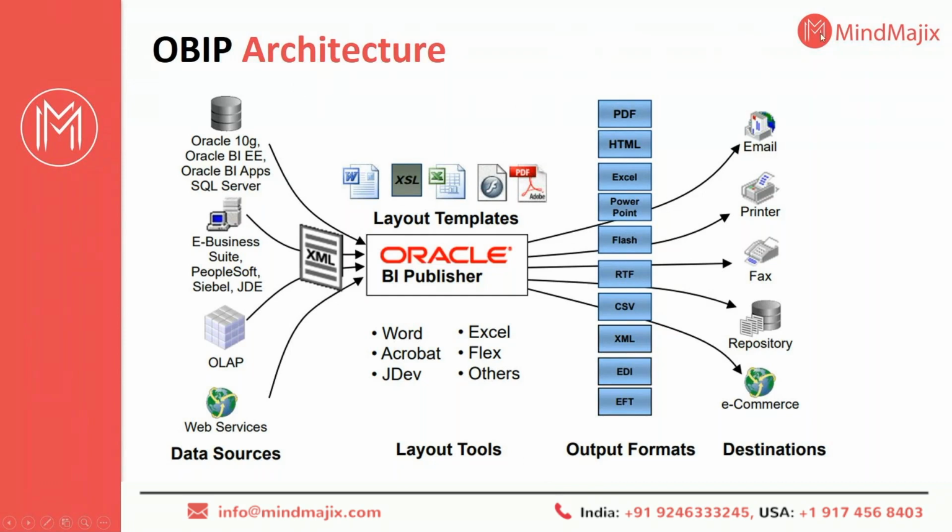And then the final chunk is where the report gets generated, the destination channels, and the report output format. So this is basically a three-level structure. The first is the data source, the second is the layouting tools, and the third is the output format, output files, and the destination, I would say. This is the overall BI Publisher architecture.